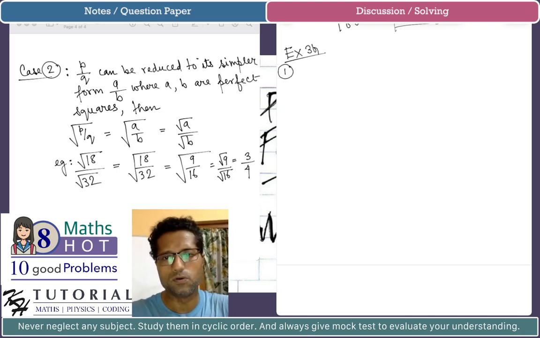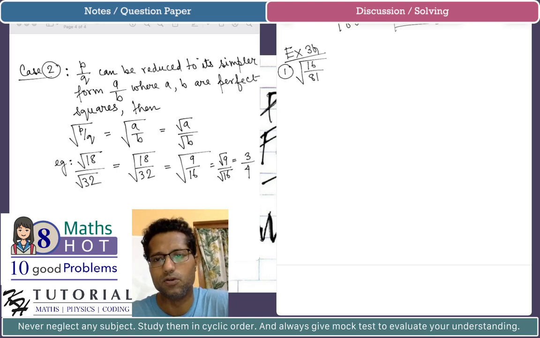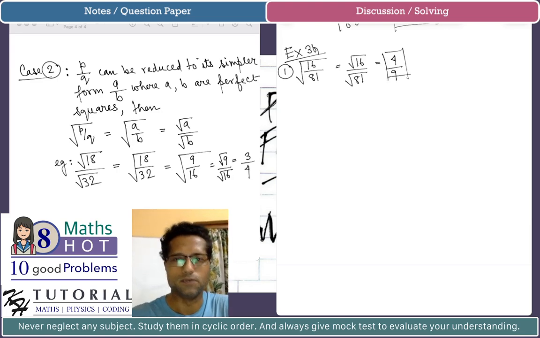Okay, so the first one is the square root of 16 by 81, and you clearly know that in the fraction 16 by 81, both the numerator and the denominator are perfect squares. So we can say this is equal to the square root of the numerator divided by the square root of the denominator, and we know the square root of 16 is 4, and the square root of 81 is 9. So 4 by 9 is the answer.